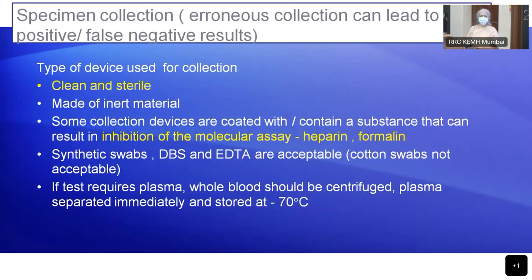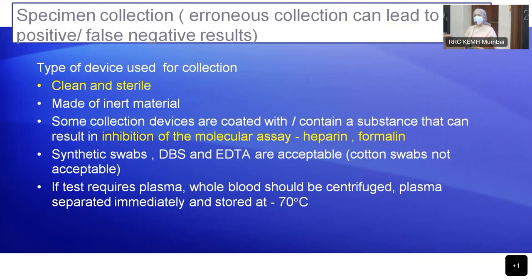So in terms of specimen collection, are there any unique characteristics required when we are thinking of PCR? Yes. The device should be made of an inert material. Anything to do with infectious diseases or reactions has to be clean and sterile. For a molecular setting, it is extremely essential that the container is clean, sterile and made of inert material. Some collection devices are not recommended at all because they might inhibit the PCR reaction, and this includes some devices and polymers.